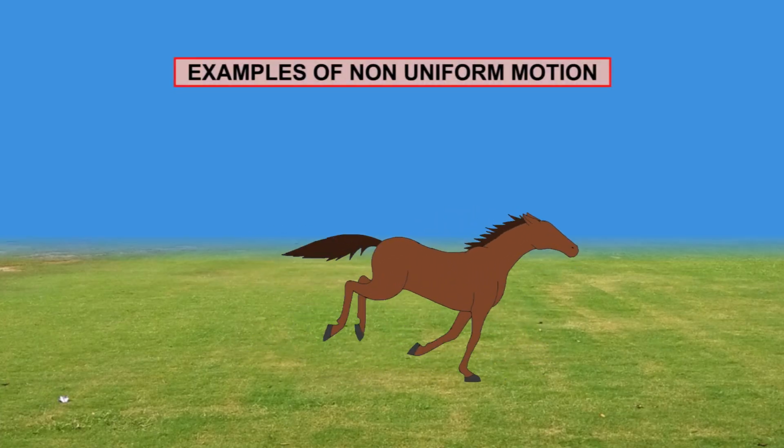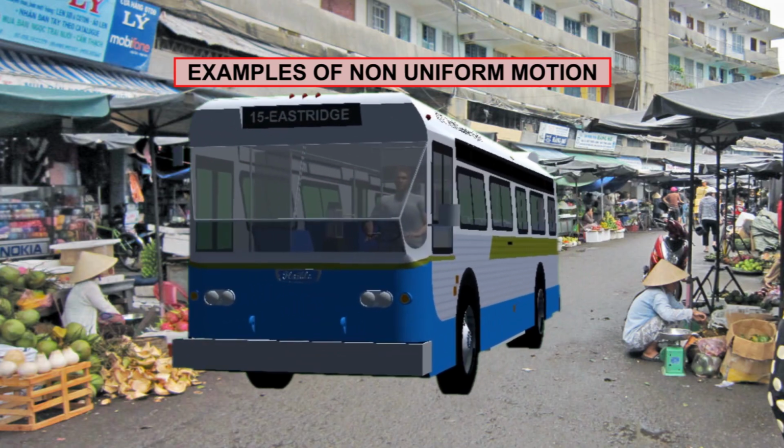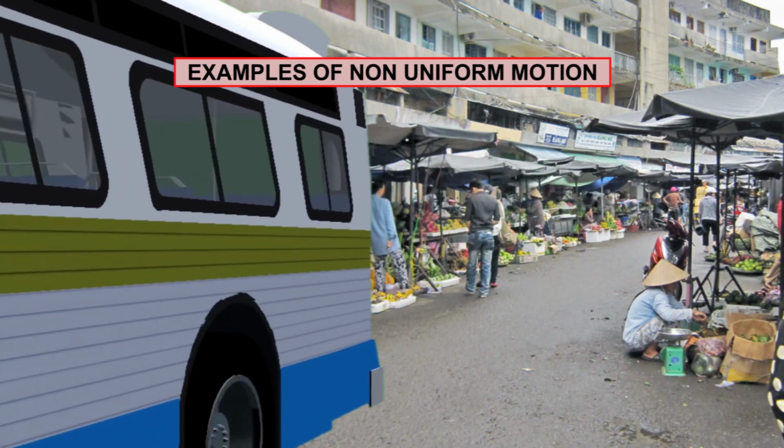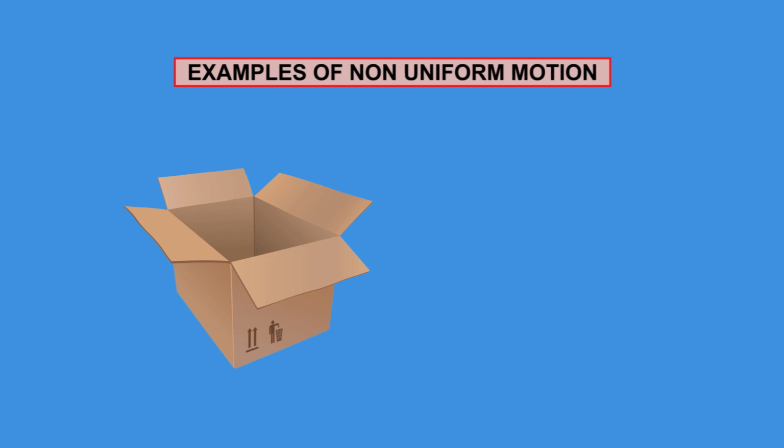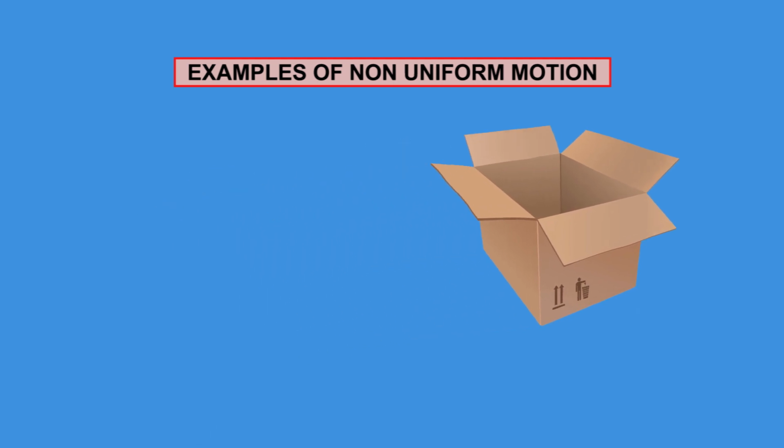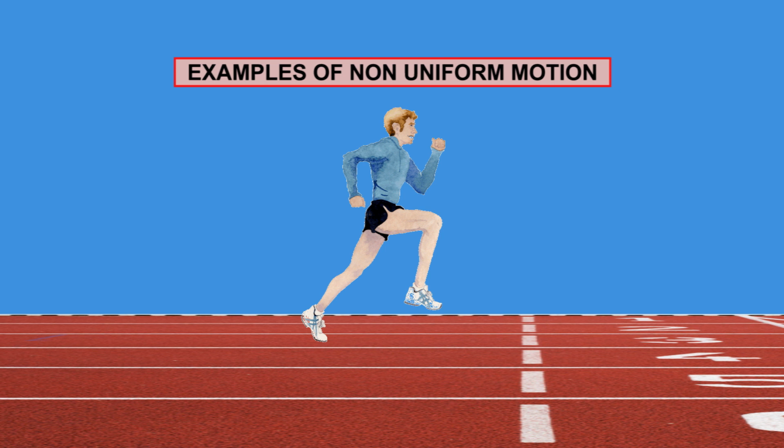Now, let us have a look at the examples of non-uniform motion. A horse running in a race. A bus on its way through the market. Dragging a box from a path. A man running a 100-meter race.